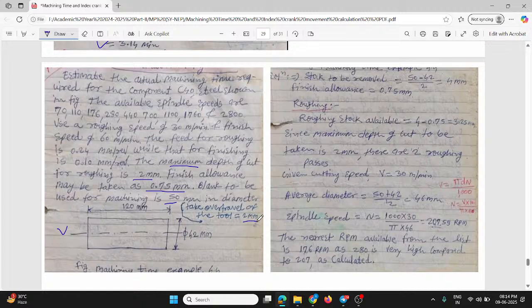So if you go through this particular statement of the numerical, you can find that too much data is given. So step by step, you have to note down the data which is given.